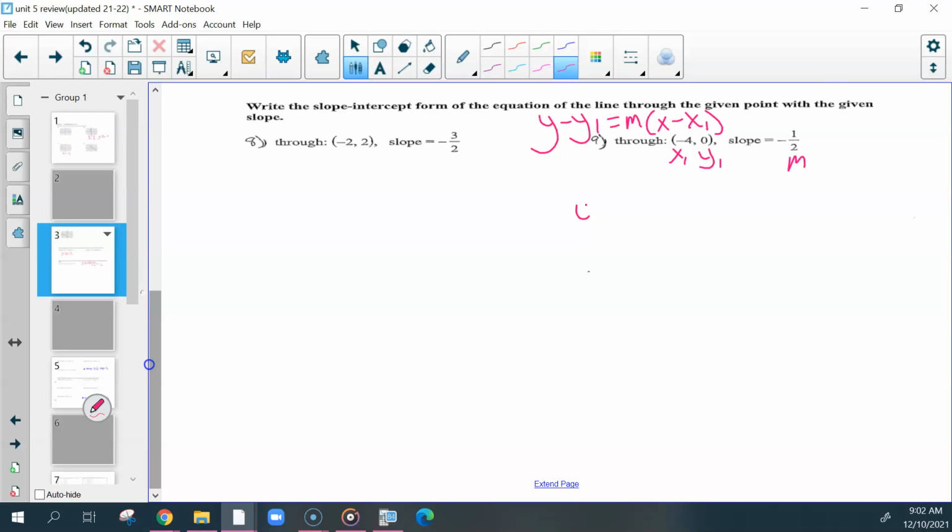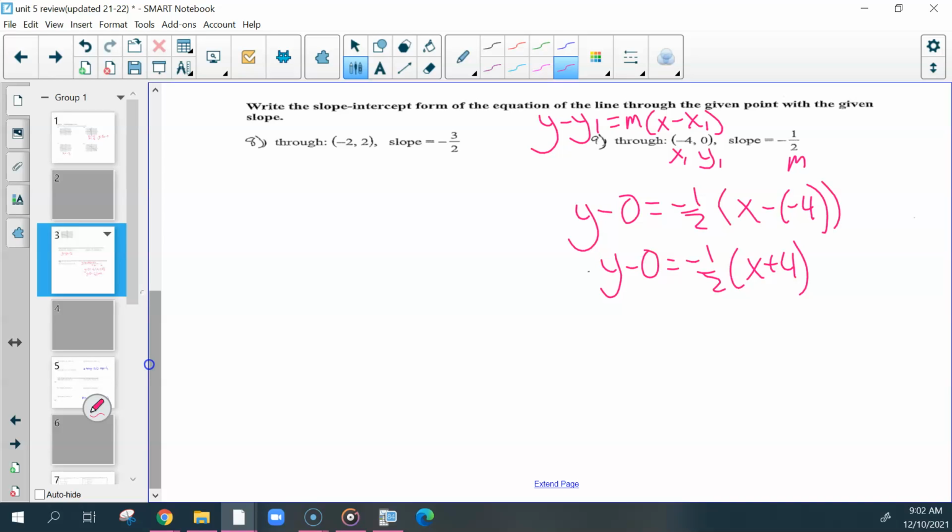So we have y minus, our y1 here is 0, equals, our slope is negative 1/2. In parentheses, we have x. You can either go ahead and change this to plus 4, or you can put minus and negative 4, and then change it to plus. Either or. However, don't distribute before you change that. So either change it immediately or change it before you distribute, but change it.